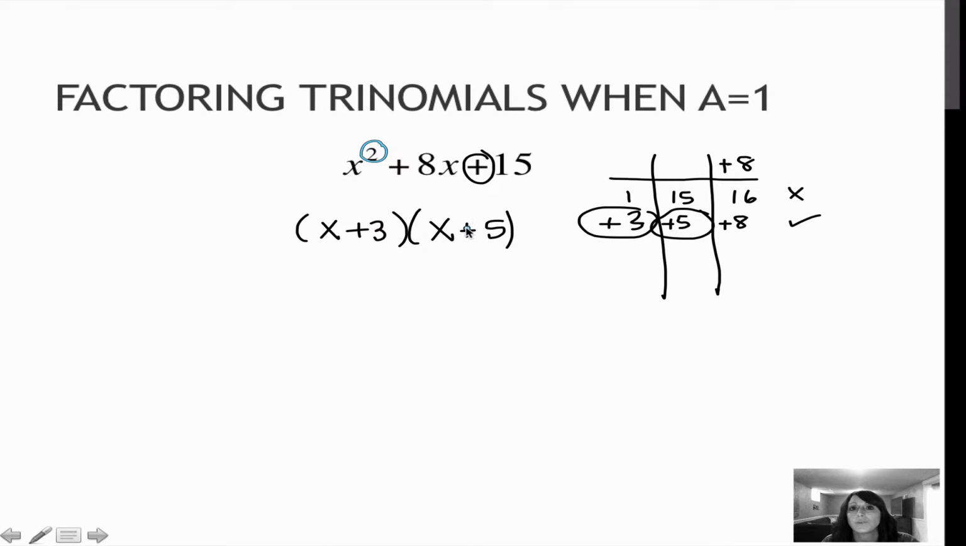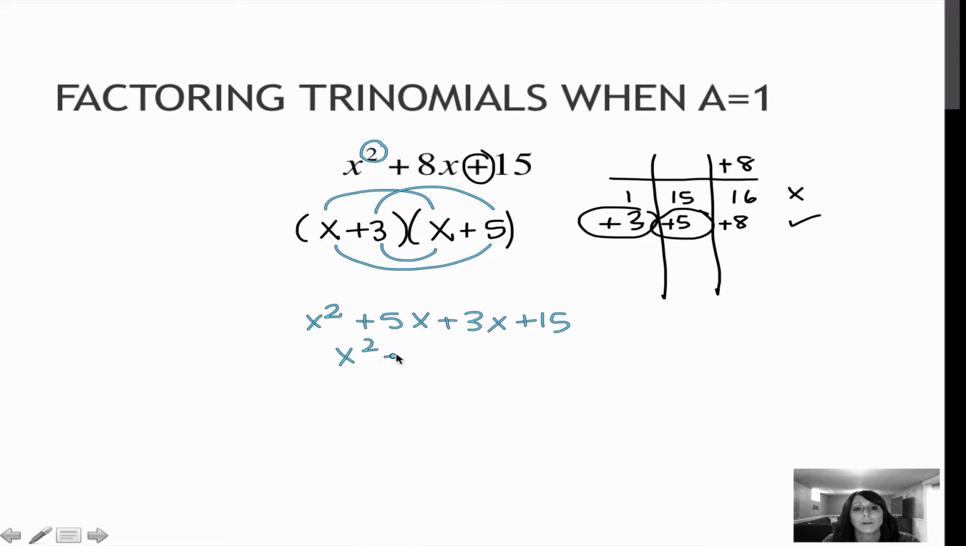But remember, I've got 2 x's here and I've got 2 x's here. If you're not sure if you factored correctly, let's FOIL it back out to check. X times x is x squared, so that's the squared value. X times 5 is plus 5x. Plus 3 times x is plus 3x, and plus 3 times plus 5 is plus 15. And did I end up back where I started? Yes, I did, so I know that I factored it right. Now this step is not necessary, but as you first get started, it's not a bad idea to do this check in your head to make sure that it matches back up with where you started.